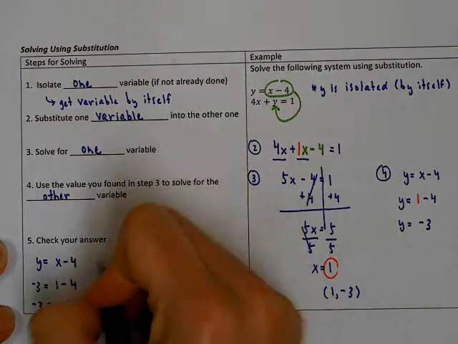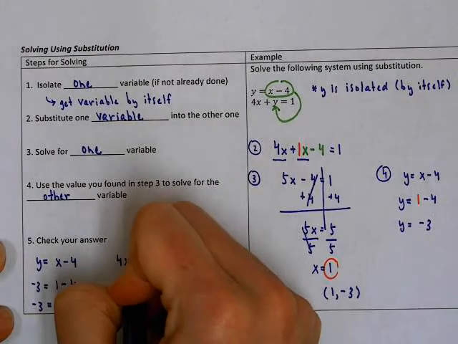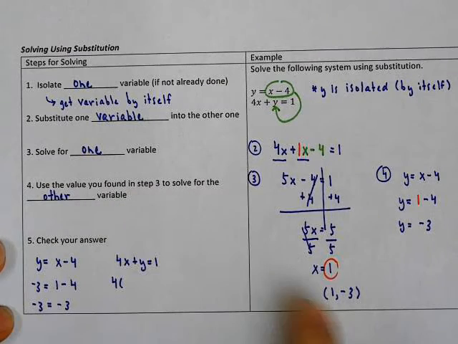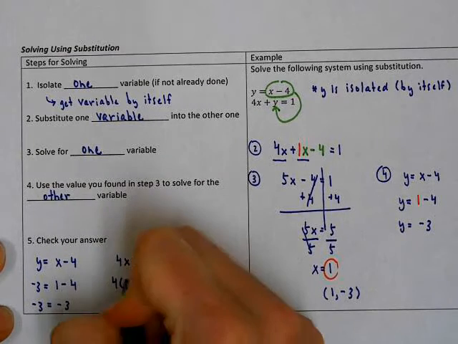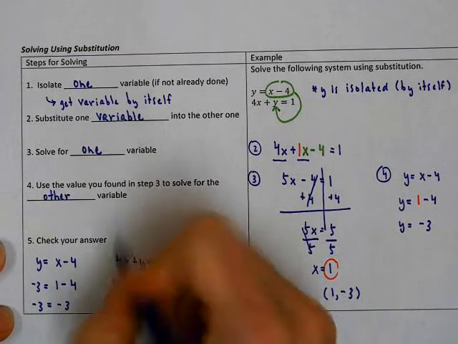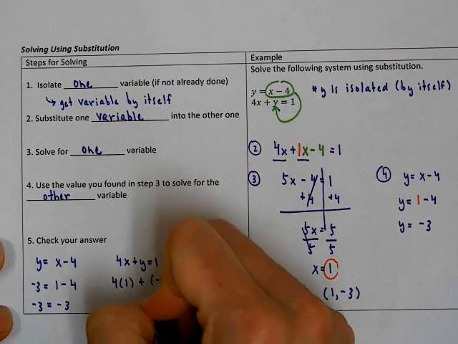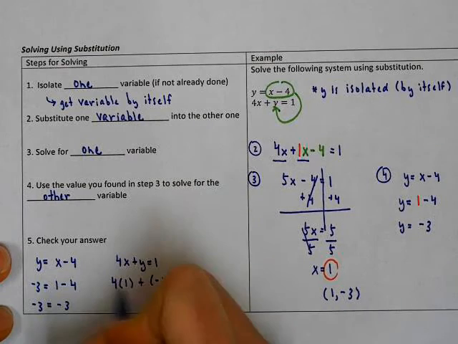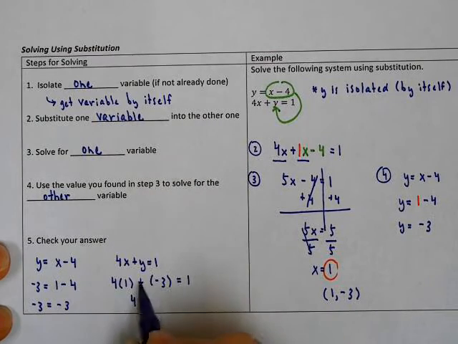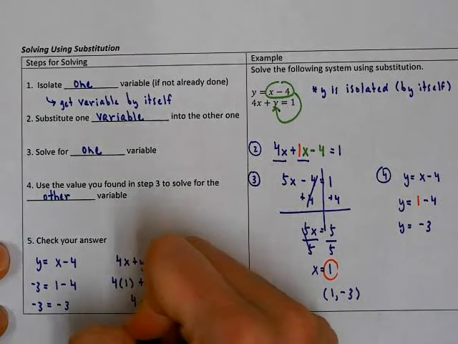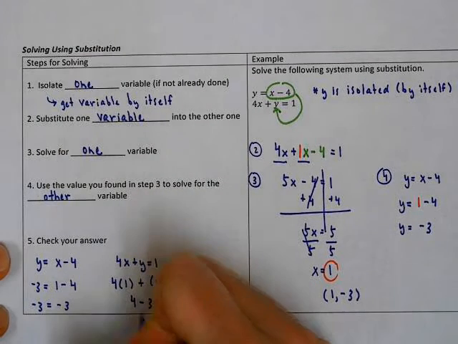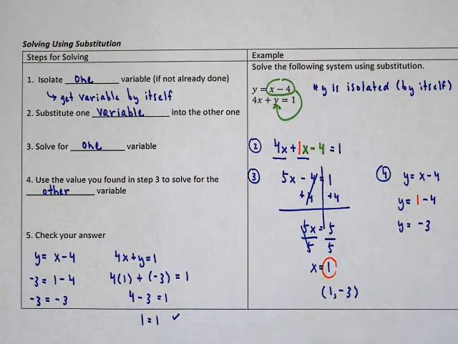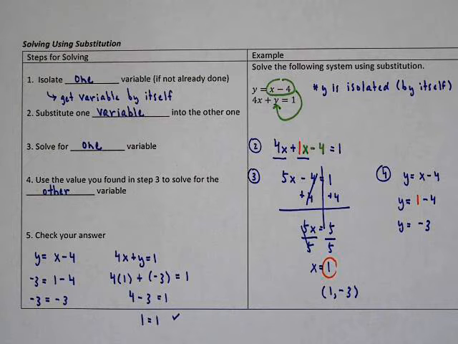Now I have to check it in my second equation. 4x plus y is equal to 1. So we're going to do 4 times, in this case my x is 1, plus a negative 3, and that hopefully is equal to 1. So 4 times 1 is 4. I know adding a negative is the same as just subtracting. 4 minus 3 equals 1. And that tells me that my solution checks out. I do have the right answer.